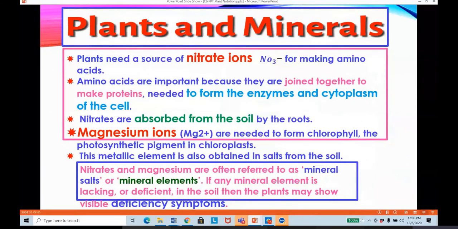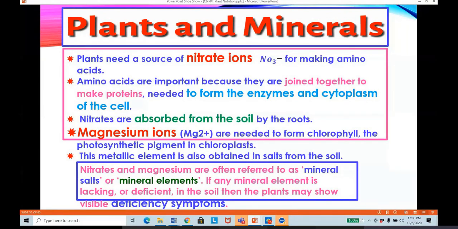Okay, so the plants need a source of nitrate ions for making the amino acids, isn't it? We discussed already. And from where does the plant get these nitrate ions, ladies? From where do they get it? From where does the plant get the nitrate ions? They are absorbed from the soil.